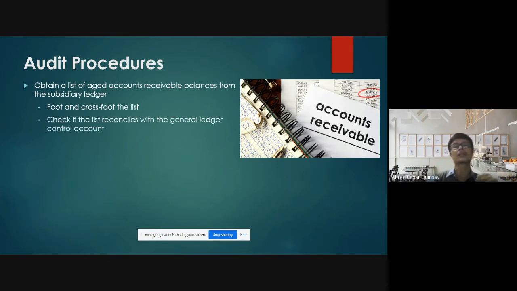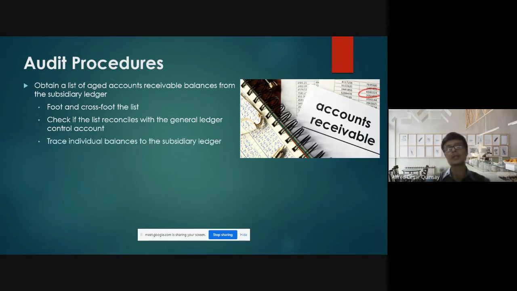Check if the list reconciles with the general ledger control account. So yung subsidiary ledger, which are the details of the customer. So kumbaga, ito-total yon, and if it reconciles with the general ledger control account, yung pinaka-total na, no, ng receivables, no? Okay, so nandun yung mga items, mga customers, no?